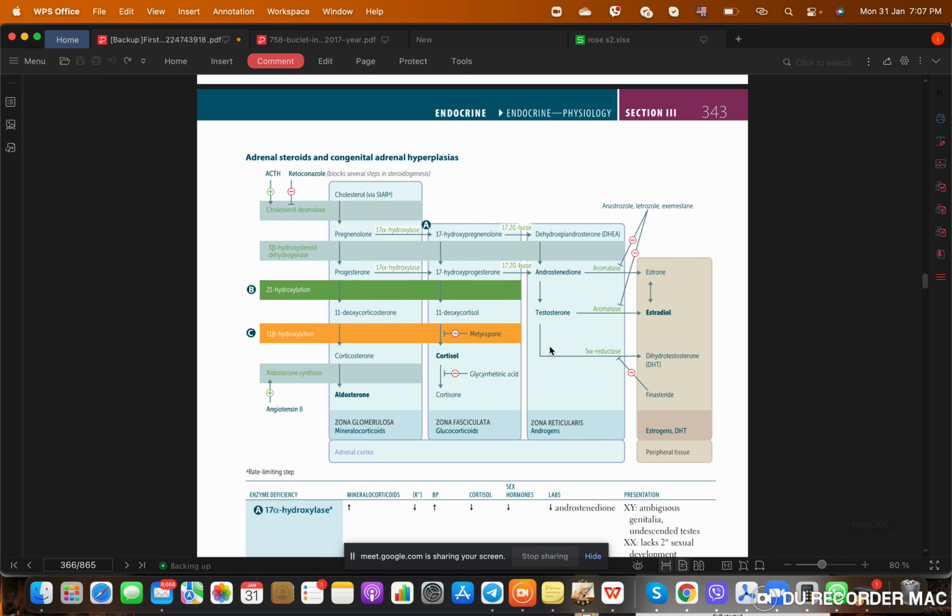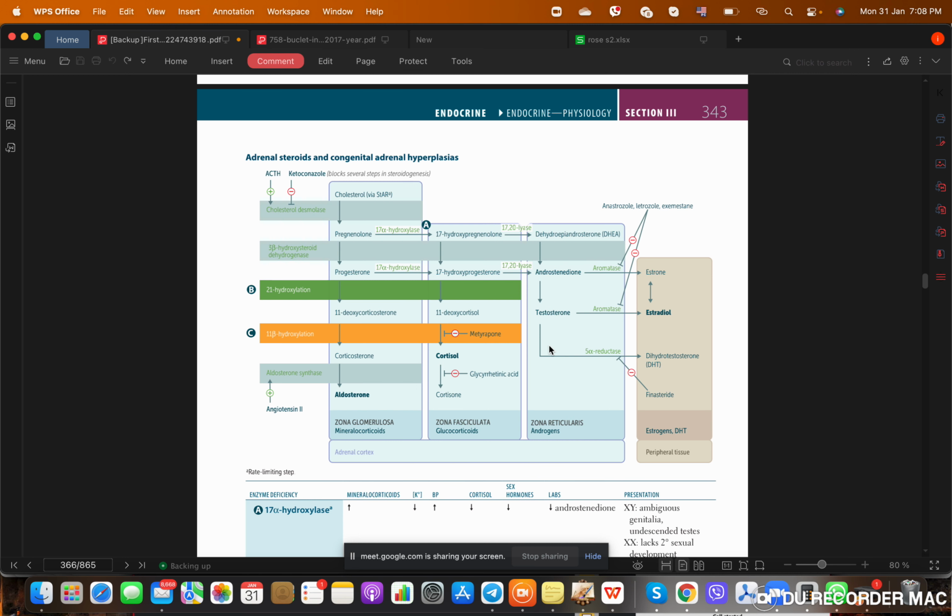So the next thing is adrenal steroids and congenital adrenal hyperplasia. Each and every one of you will get at least one question about this. If we speak about adrenal hyperplasia and adrenal steroids, first of all, you need to know where they are produced, with the help of what they are produced, and what they do when they are produced. And which deficiency will lead to what?